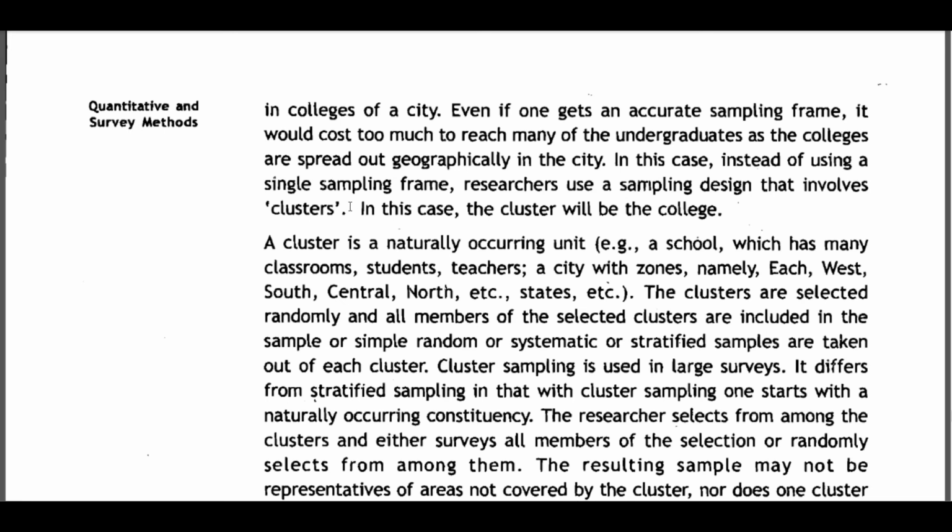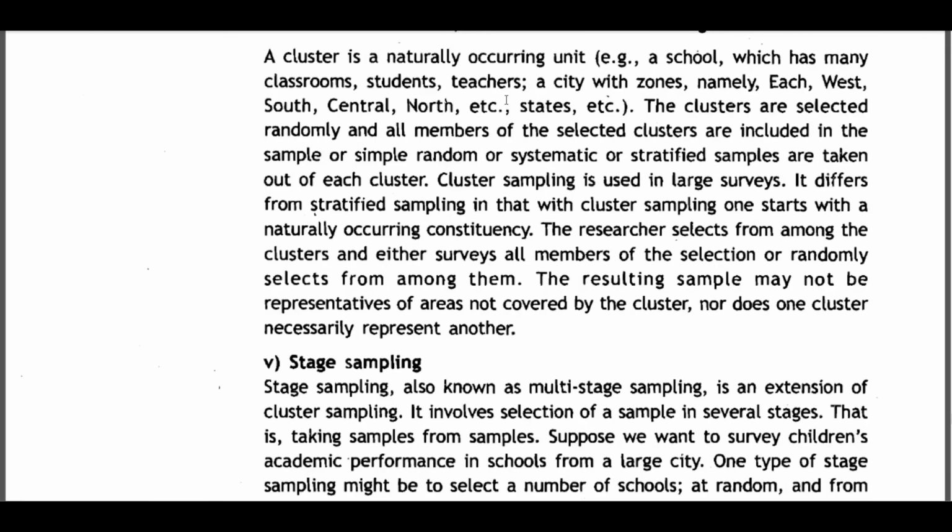In this case, instead of using a single sampling frame, researchers use a sampling design that involves clusters. Here, the cluster will be the college. A cluster is a naturally occurring unit, for example a school, which can have many classrooms, students, and teachers, or cities with zones, namely east, west, south, north, etc., states, etc. The clusters are selected randomly and all members of selected clusters are included in the sample, or simple random, systematic or stratified samples are taken out of each cluster.